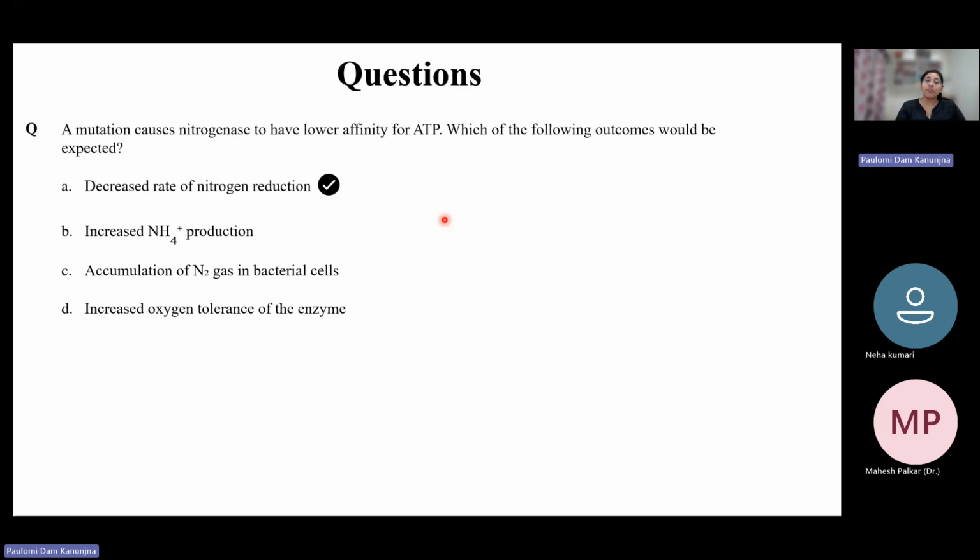The next one says accumulation of nitrogen gas in bacterial cells. We know nitrogen gas is in the environment. From the environment, nitrogen gas is fixed into ammonium. If nitrogen reduction is not happening, nitrogen gas is still in the environment and not in the bacterial cells. The last one says increased tolerance of oxygen for the enzyme. We have already discussed that nitrogenase is very, very sensitive to oxygen. So if you have a mutation in nitrogenase which lowers the affinity for ATP, it doesn't mean that it will change its tolerance to oxygen. That is completely different, and that will not be affected because of lower affinity for ATP, right?